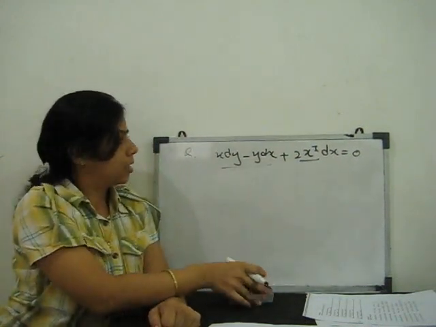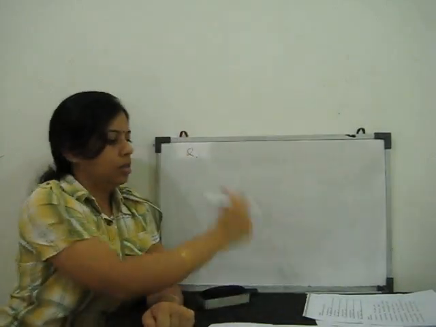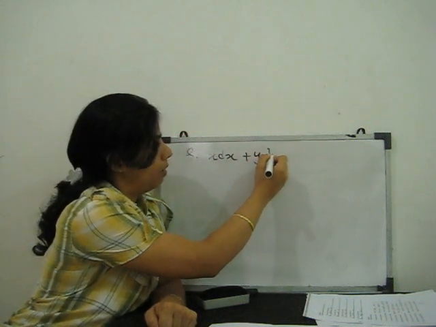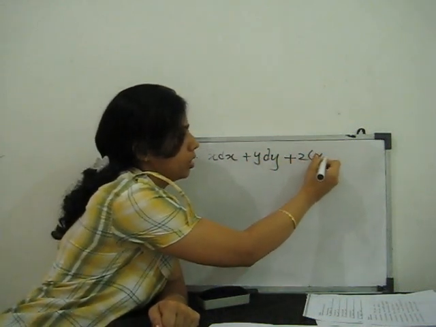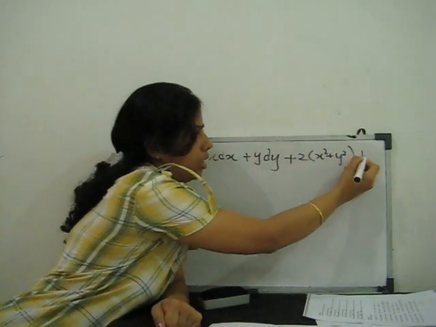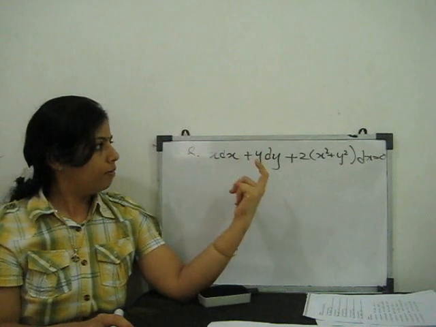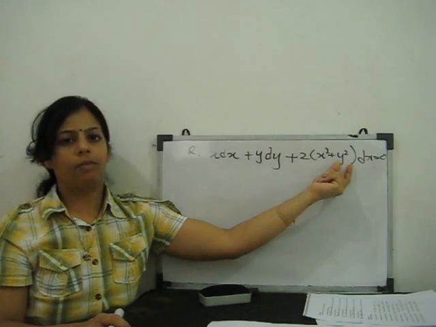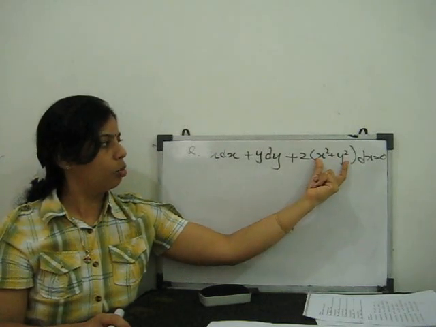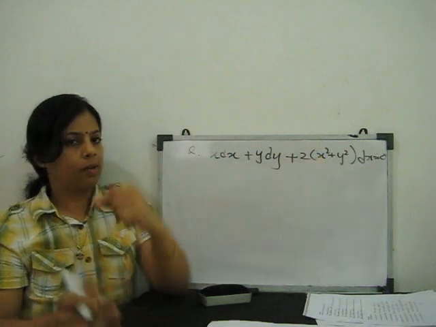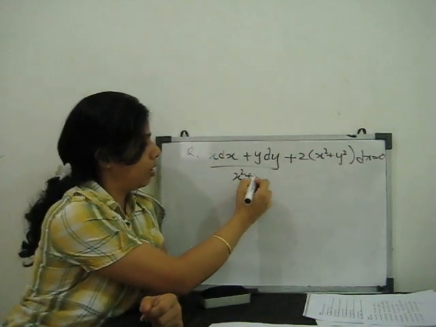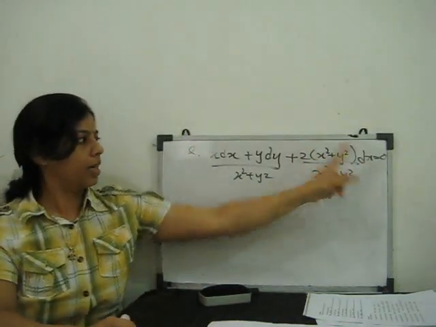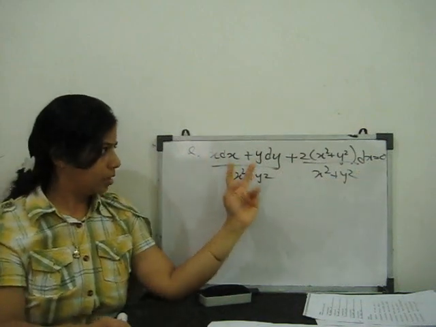How do we decide? x dx + y dy + 2(x² + y²) dx = 0. Now we see there is (x² + y²) dx. We don't need y². So we divide this whole equation with x² + y². Then this term will be in integrated form, 2 dx. And this term, what comes?